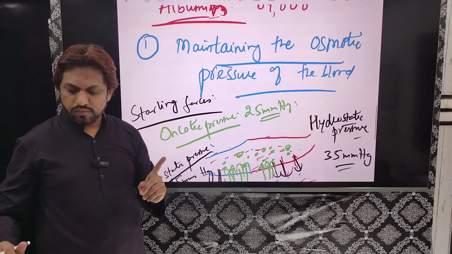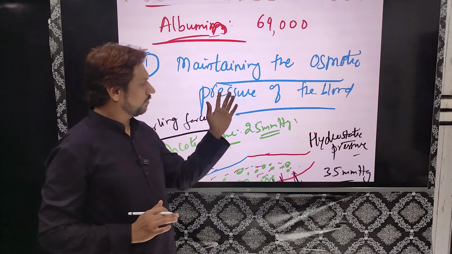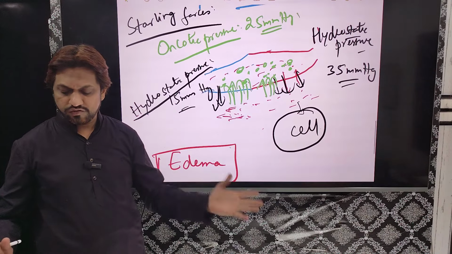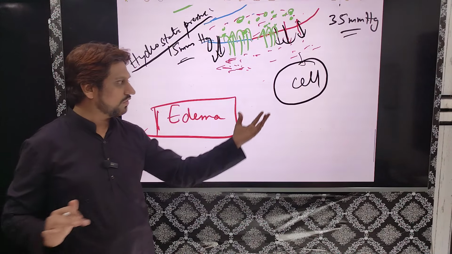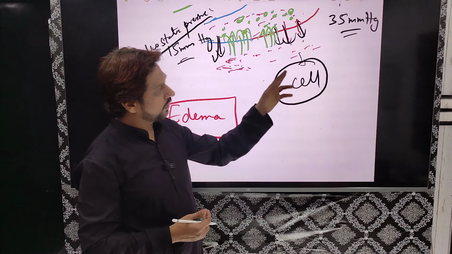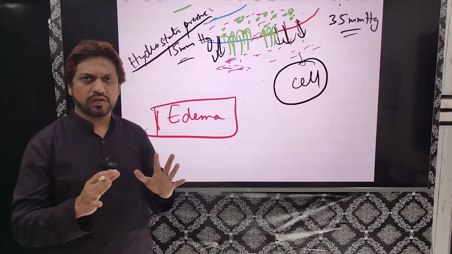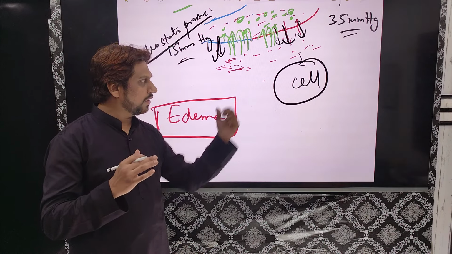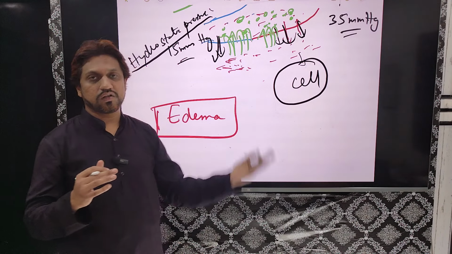So the most important or first function of albumin that we should remember is that it helps in maintaining the osmotic pressure of the blood. Deficiency of albumin will lead to edema, that is accumulation of fluid in the interstitium. Edema can also be accumulation of fluid inside the cell, but that is a different thing; in general we use this term edema for the accumulation of fluid in the interstitial fluid.